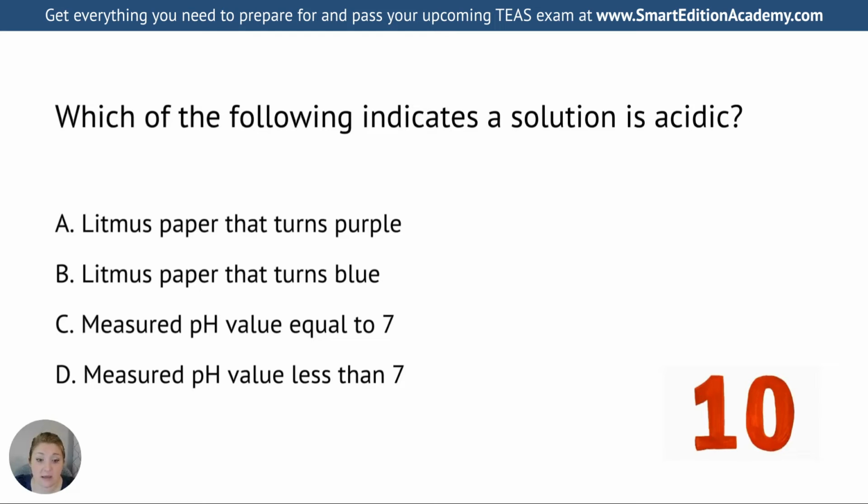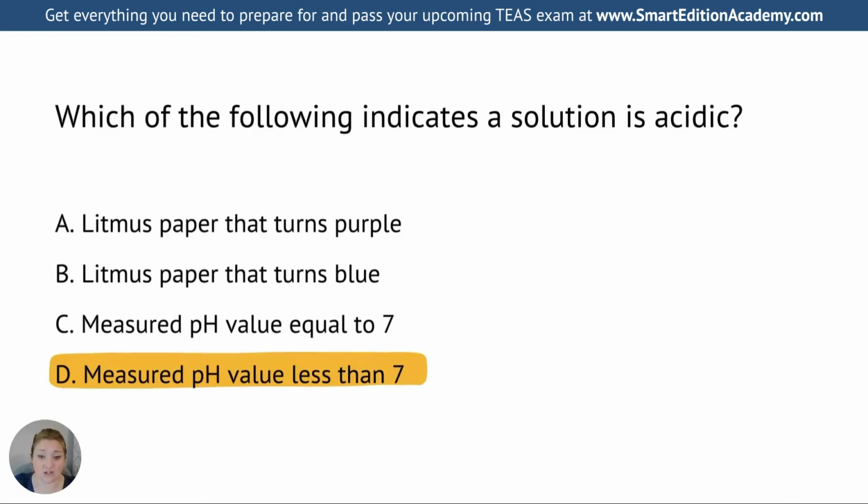So litmus paper that turns purple is not applicable here. Litmus paper that turns blue is going to be a base. Bases turn litmus paper blue. A pH equal to 7 is going to be a neutral pure substance like pure water. And that leaves us with answer choice D, which is the correct answer choice, that the measured pH value less than 7 would mean the solution is acidic.